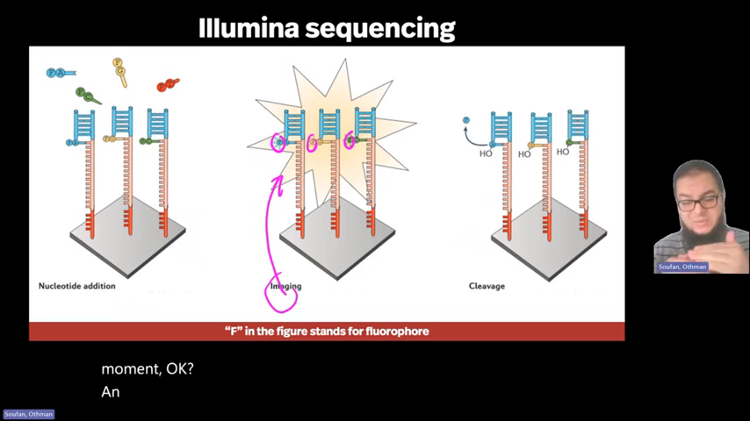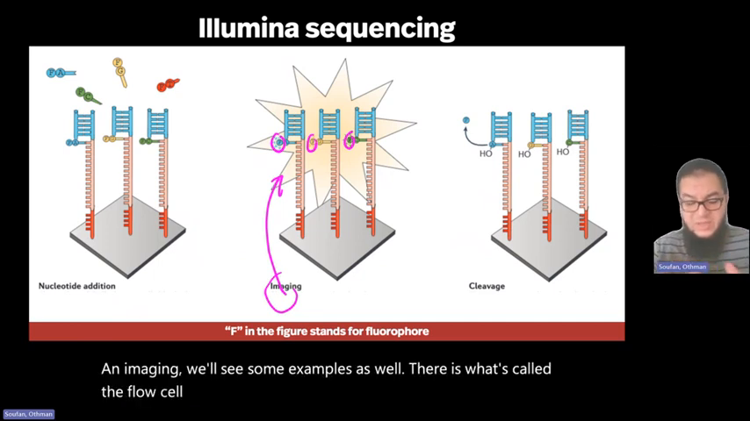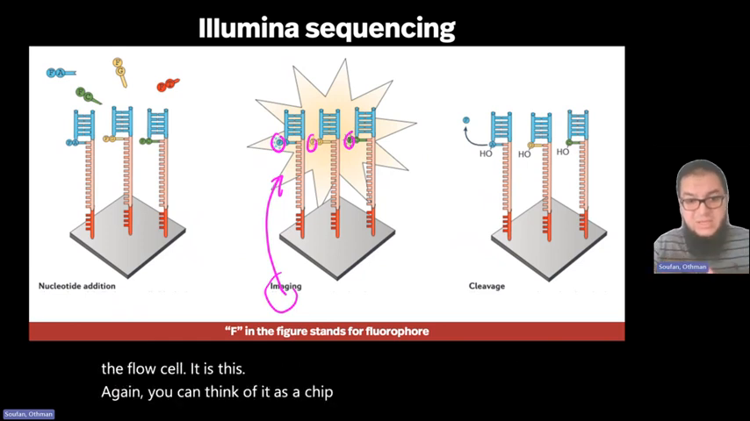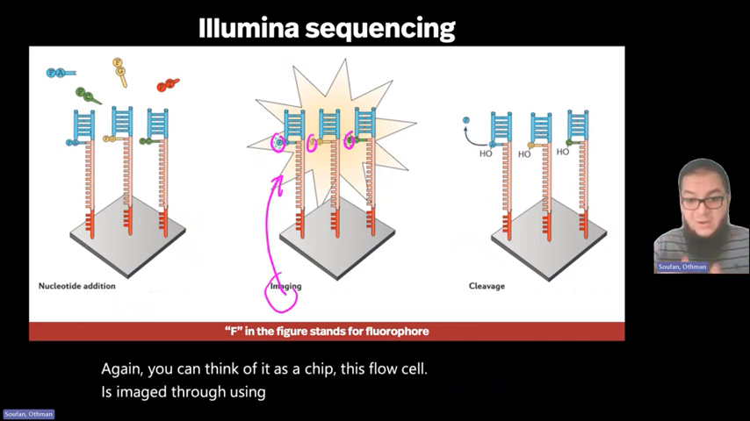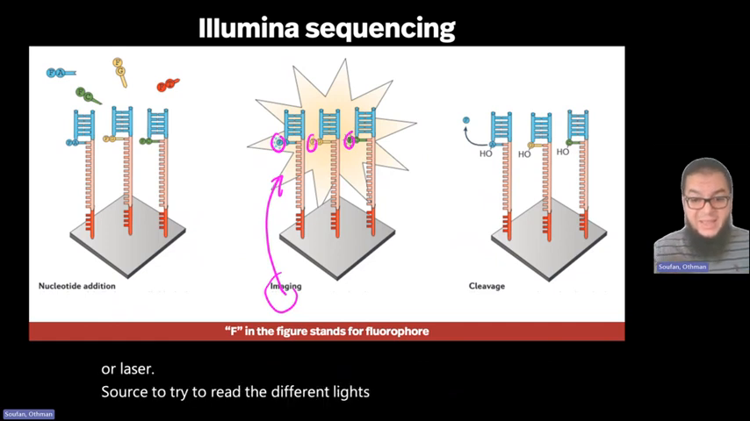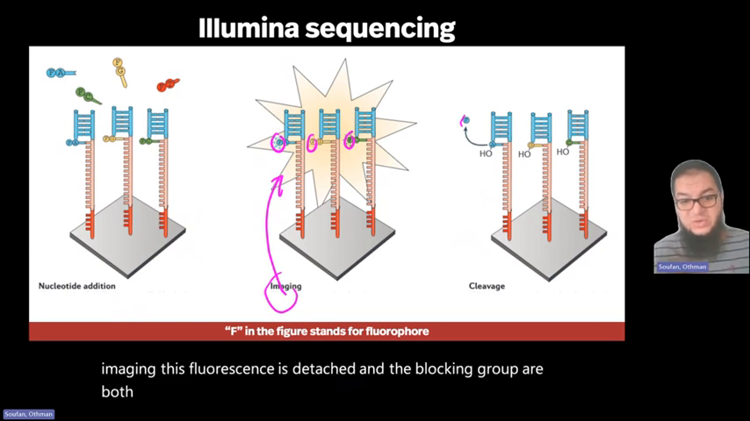In imaging, we'll see some examples as well. There's what's called the flow cell. Again, you can think of it as a chip. This flow cell is imaged using a specialized camera or some light source or laser to read the different lights. At the end, after imaging, the fluorescence is detached and the blocking group is cleaved off, leaving behind just the added nucleotide, and then the process continues.